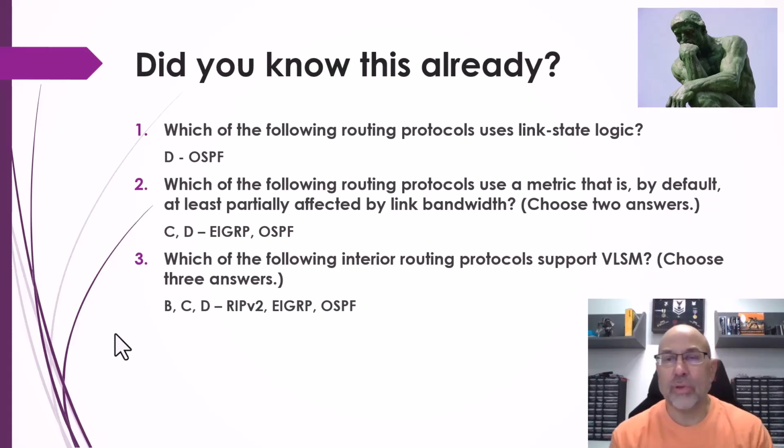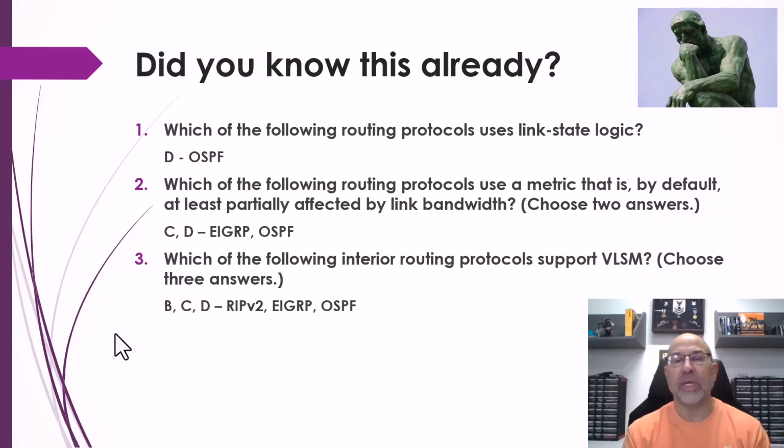All right, did you know this already? Questions. Which of the following routing protocols uses link state logic? Well, by now we know that was OSPF, that was D. Which of the following routing protocols use a metric that is, by default, at least partially affected by link bandwidth? And that is both the hybrid or advanced distance vector and OSPF, so C and D.